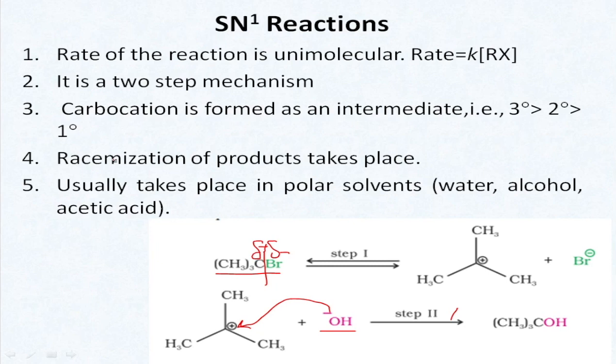The C plus carbocation is trigonal planar in shape. The incoming nucleophile OH can attack either from the top or from the bottom, from the front or from the back. So racemization of products takes place.